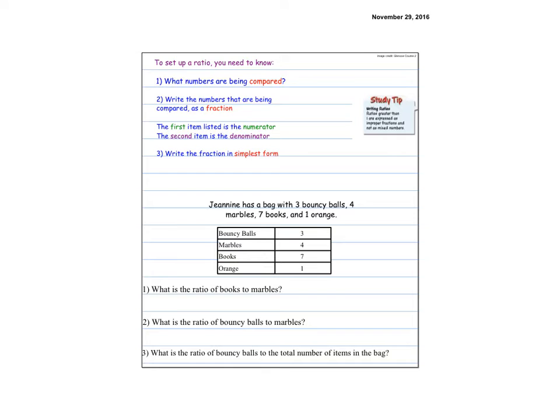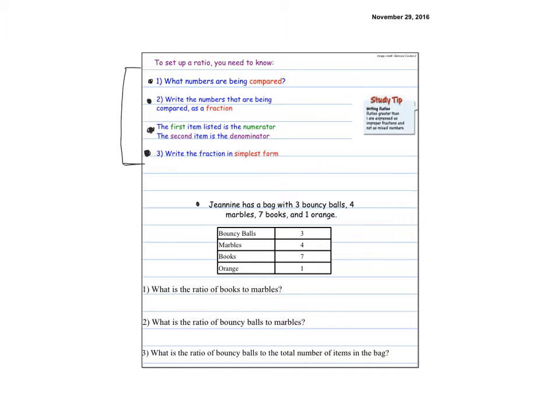To set up a ratio, you need to know what numbers are being compared. We need to write the numbers that are being compared as a fraction, because that's the easiest way to put it in simplest form. The first item is the numerator, the second item is the denominator, and then we write it in simplest form. So let's set these up together. You don't really need to write this down unless you want to.